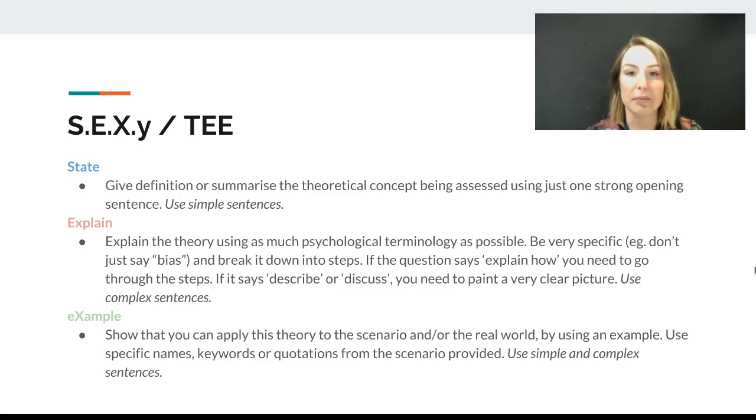So show that you can actually apply this theory, show that you really understand it by either applying it to the scenario, if one is provided, which they almost always are, or by providing an example from the real world, which we always go through in class anyway. Okay, so use specific names, keywords or quotations from the scenario, or again, coming up with an example. And here you can use simple and complex sentences. If you follow this structure the whole way through, there is no reason why you can't get full marks for every question if that theoretical concept is correct.